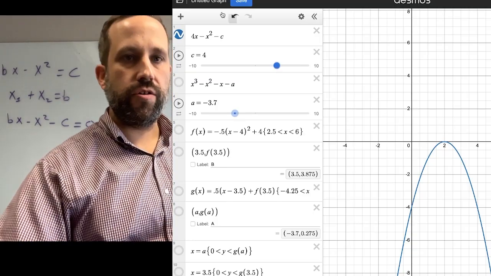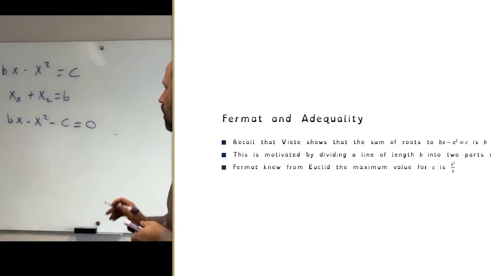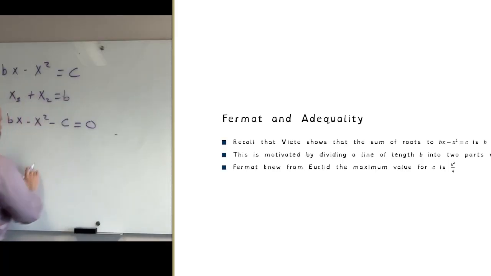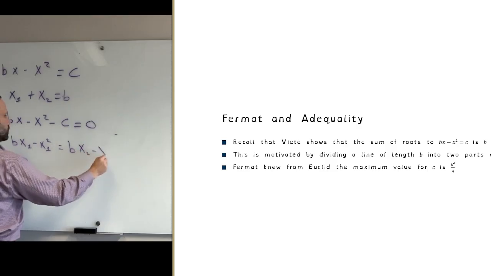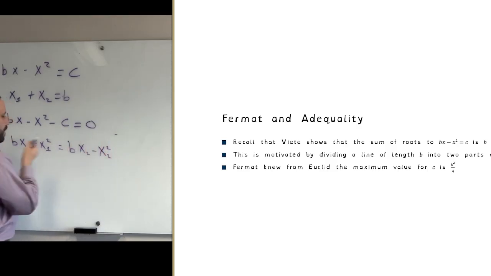So what can we do with this information? Well, if we think about an equation like this, and again, we have two different roots, we're going to have bx1 minus x1 squared is equal to bx2 minus x2 squared.